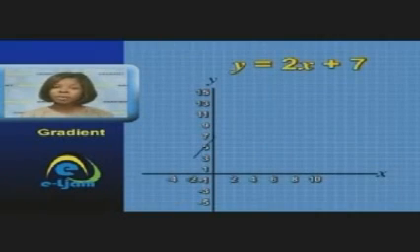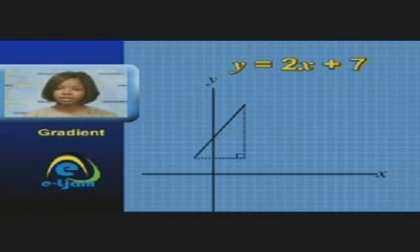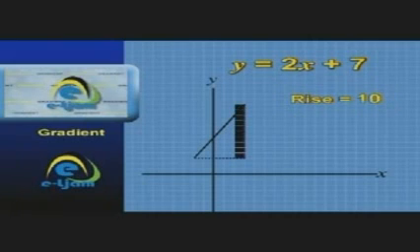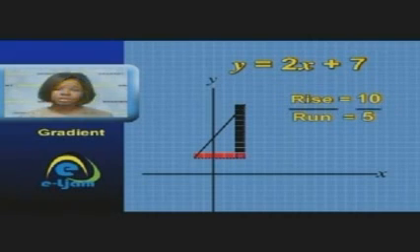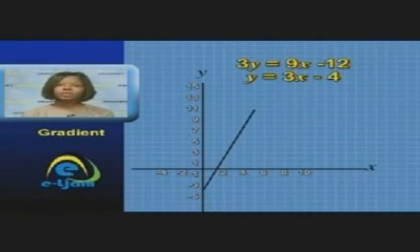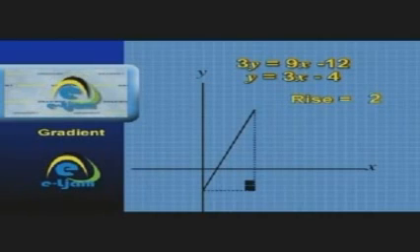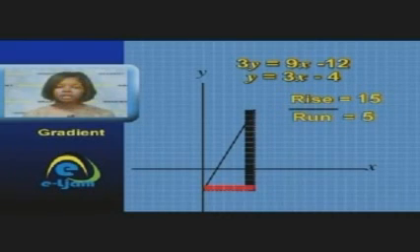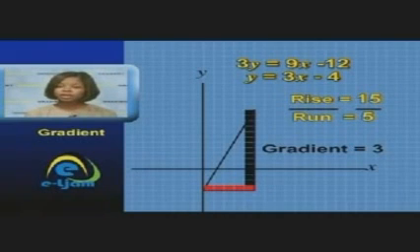If we look back at the equation y equals 2x plus 7, we can find the rise and the run by completing a right-angled triangle. If we count the squares along the rise and the run and find the ratio, our answer would be 2. Therefore, the gradient of the line would be 2. If we did the same for 3y equals 9x minus 12, we would get a value of 3 for our ratio. Therefore, the gradient is 3. Remember, we simplified the equation to y equals 3x minus 4.